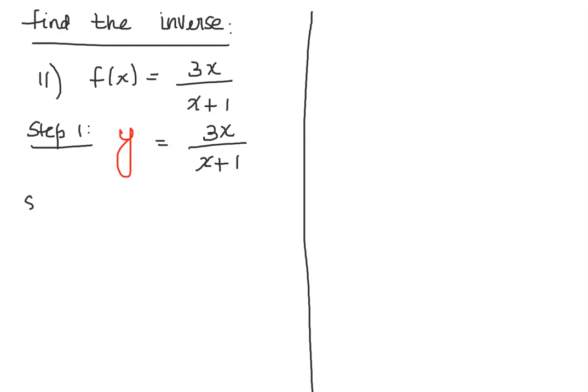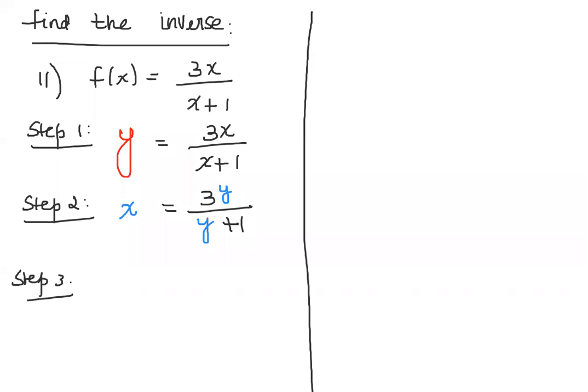Step 2, interchange x and y. So it's going to be x equals 3y over y plus 1. So now step 3, we have to solve for y. That means we have to get the y by itself.